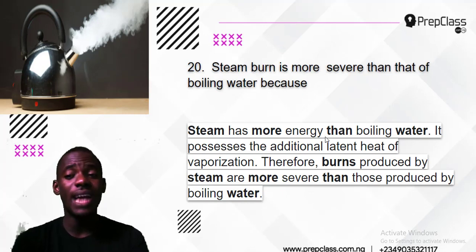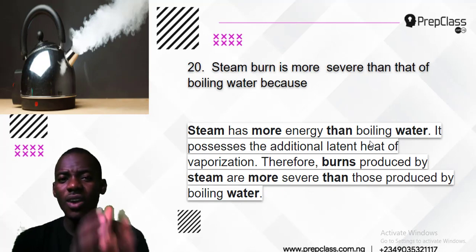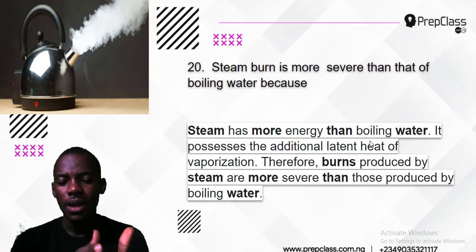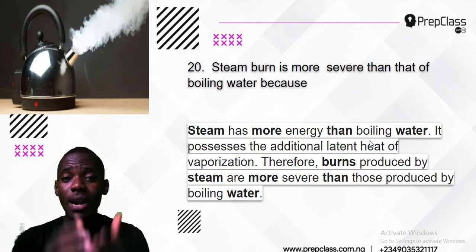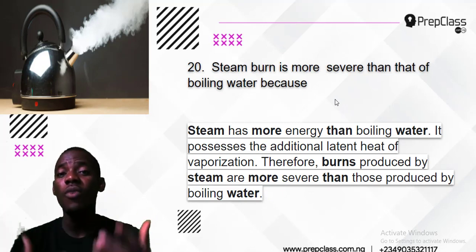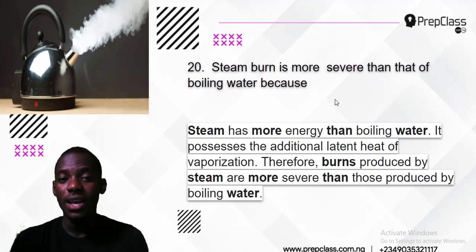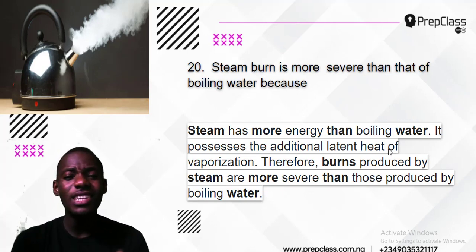Steam has more energy than boiling water. Energy increases with change of state. Solid bodies have lower energy because the molecules are not really moving actively. Liquid molecules move slowly and steadily. But gases like steam move actively, which means higher kinetic energy. Steam is moving more actively than the liquid itself, and that is the reason it possesses the additional latent heat of vaporization. Therefore, burns produced by steam are more severe than those produced by boiling water.